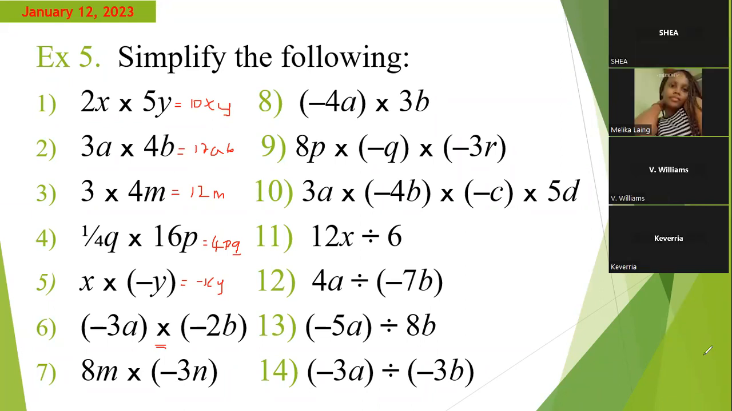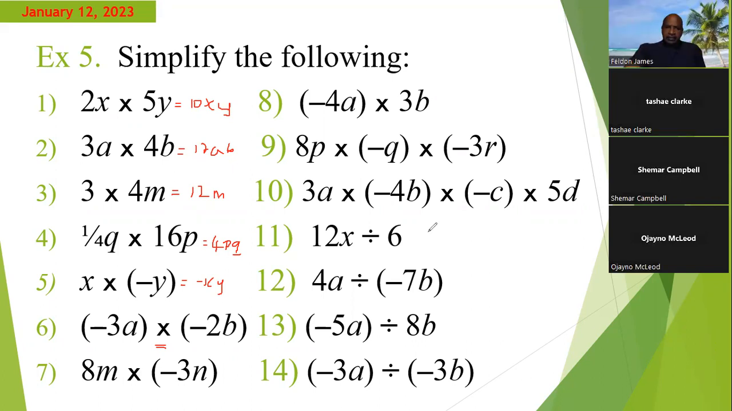Miss Quevedo, would you like to do question 6 for us? 6ab. 6ab, sir. Can you explain the answer to us, Miss Quevedo? Negative 3a times negative 2b. Negative and negative would result in a positive number.